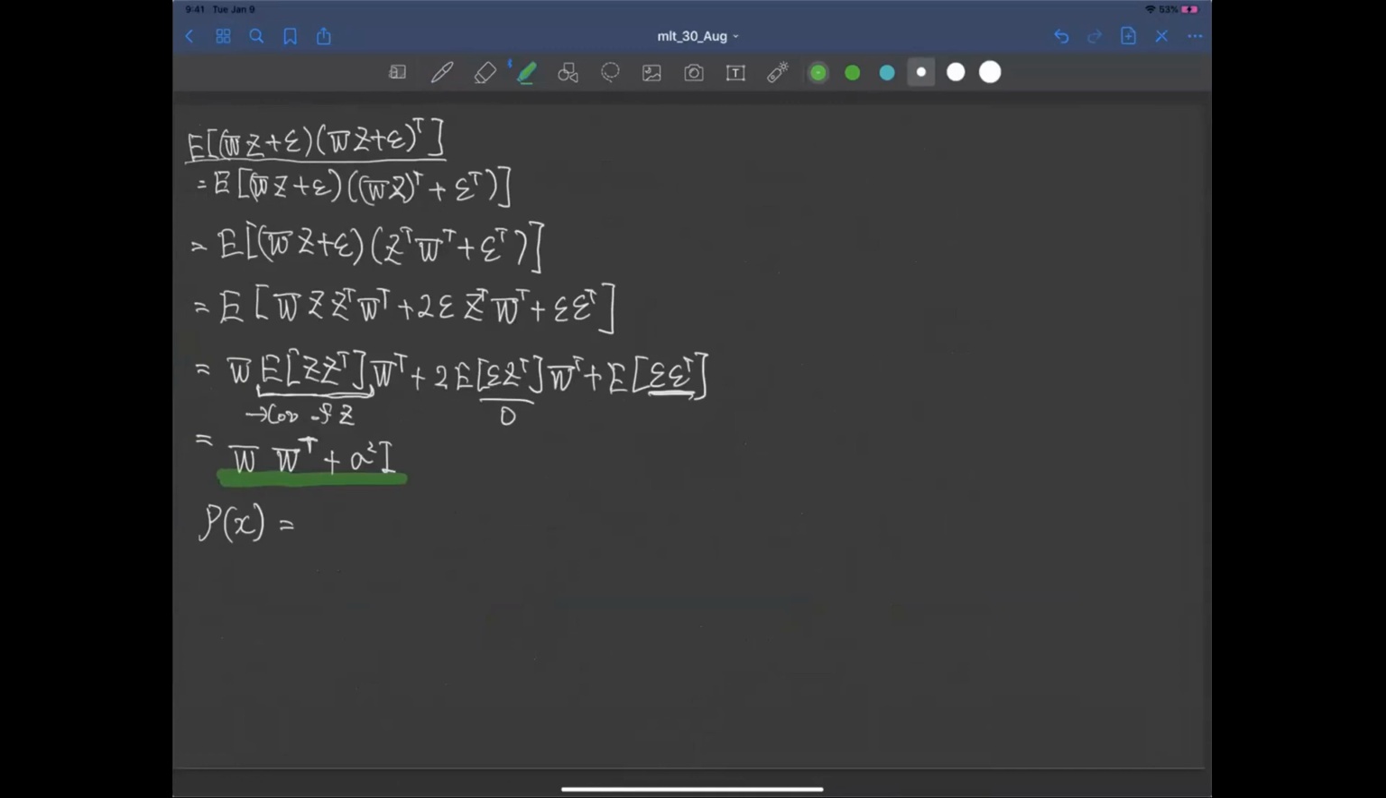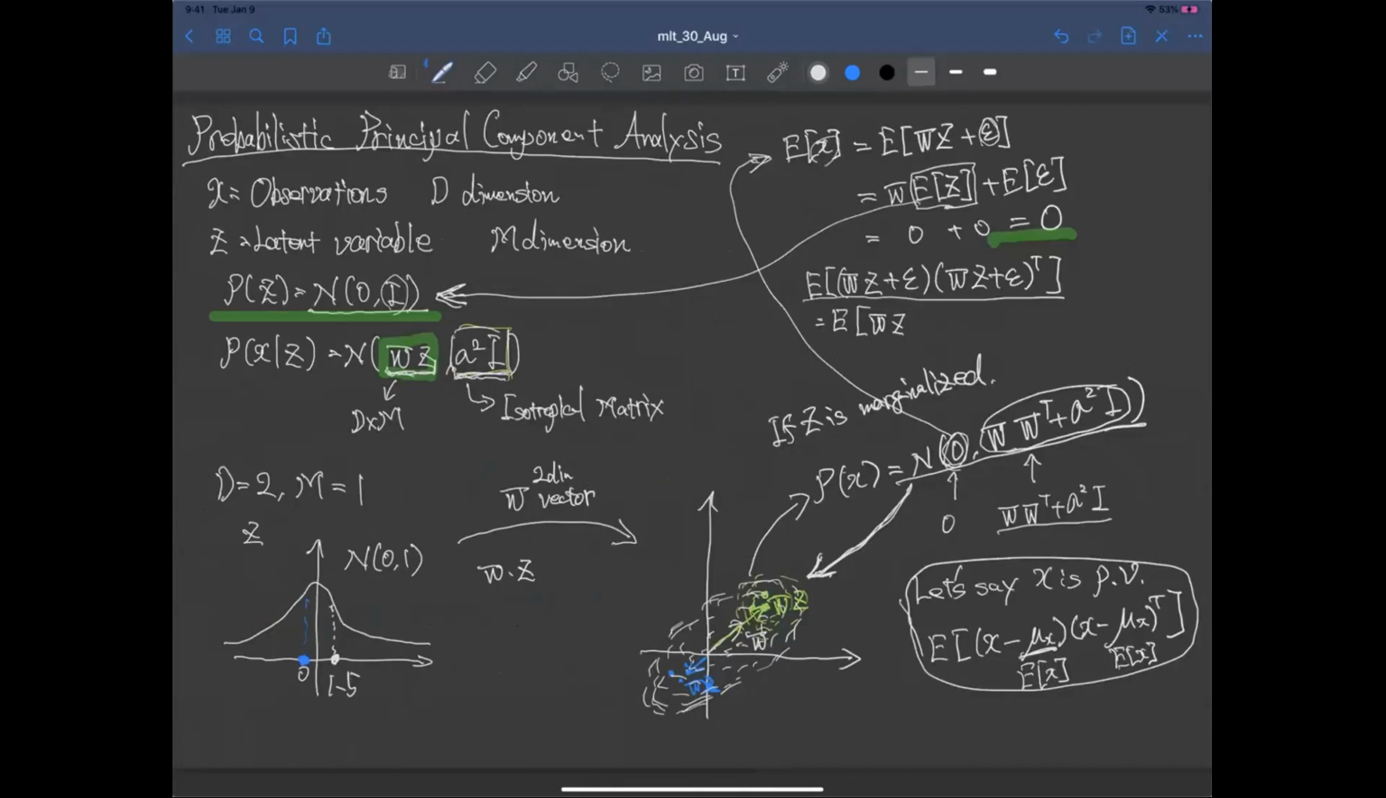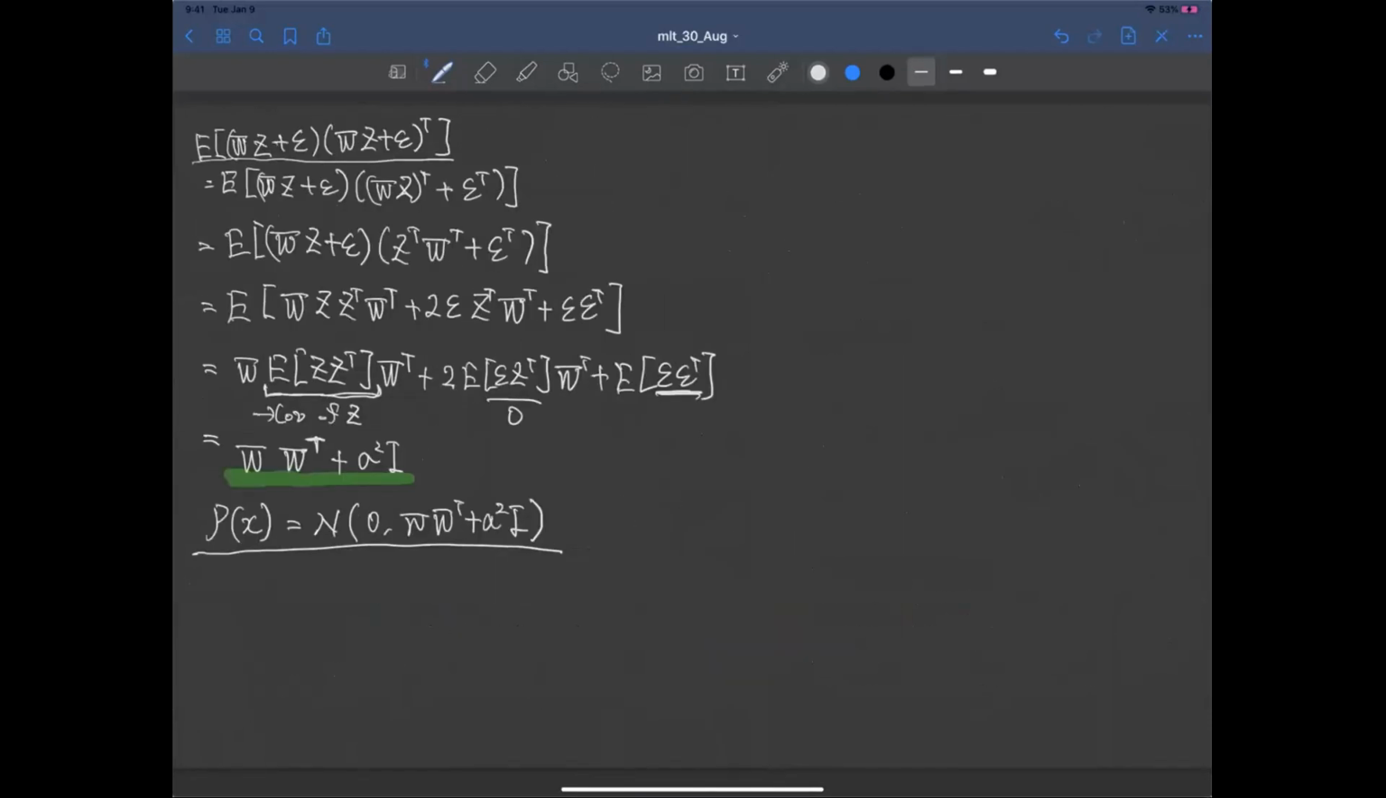That's why the distribution Px is like this. So it's a multivariate normal distribution. That's how it's derived. So these are the review from the previous session. These are the basics of probabilistic principal component analysis.